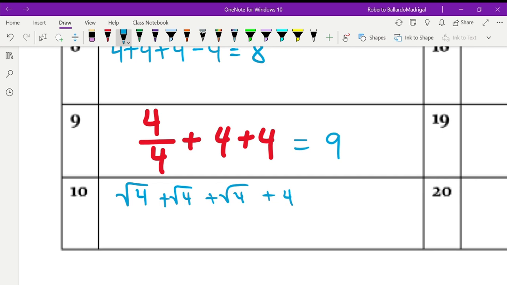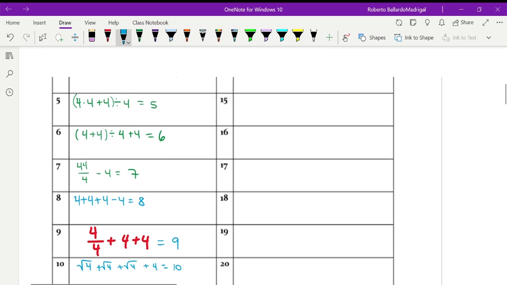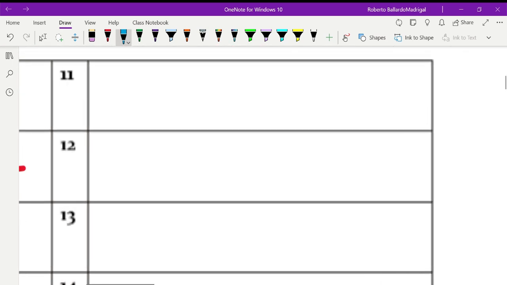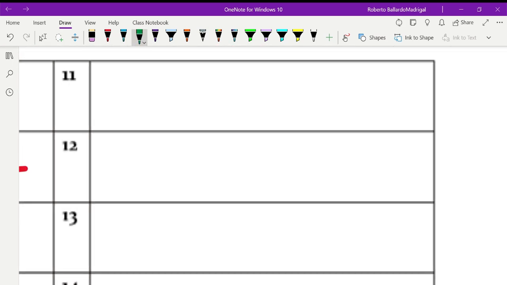Very good. So that's 2 plus 2 plus 2 is 6. 6 plus 4 is 10. Great. 11 is a hard one. Chances are you got it from me. Okay, I'll tell you how to do 11.